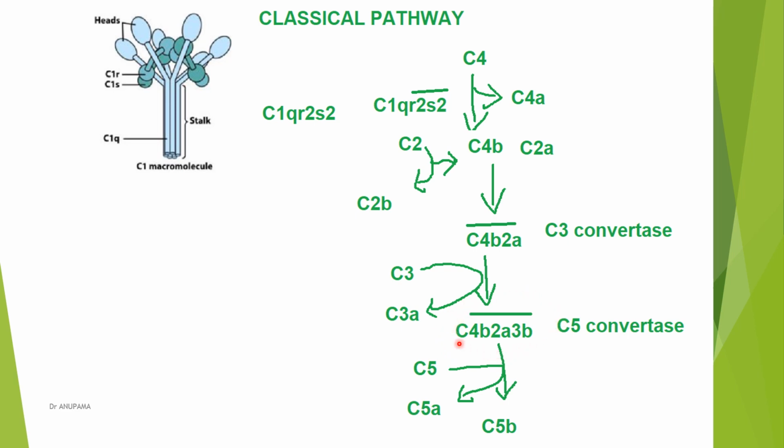This C5 convertase acts upon C5 and lyses it into C5a and C5b, and C5b is now ready to bind to the membrane. All the pathways that we are studying usually come and merge here. So I'm stopping it here and we shall see the next pathway.